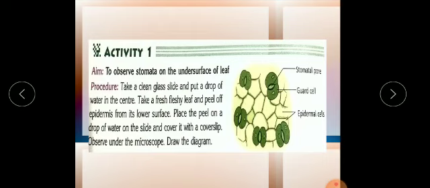Now what is the procedure? We have to take a clean slide and put some water in the middle part of the slide, and take fresh green leaves. We have to peel the epidermis layer from the lower side of the leaf, and then place that peeled part over the slide. Then cover it with a cover slip and observe under the microscope.